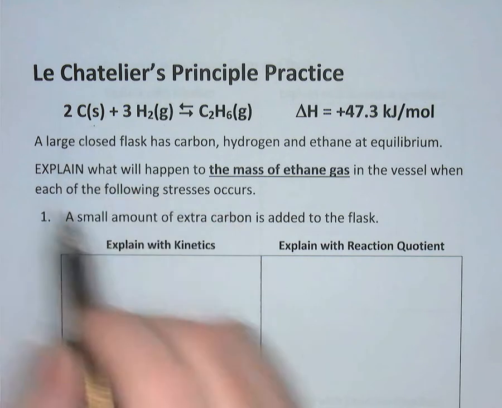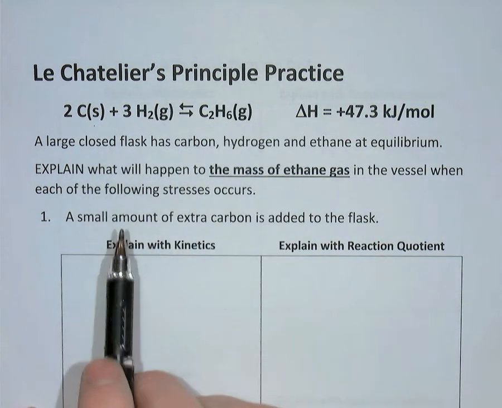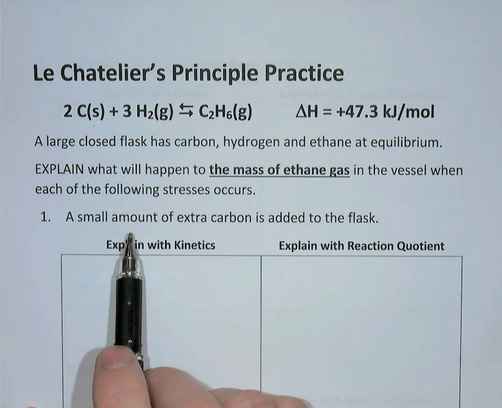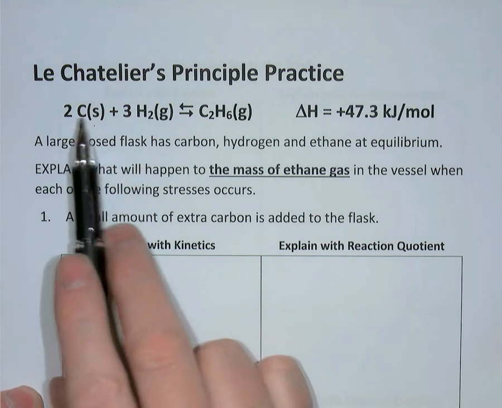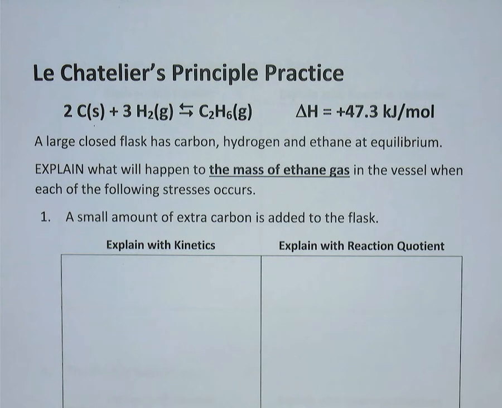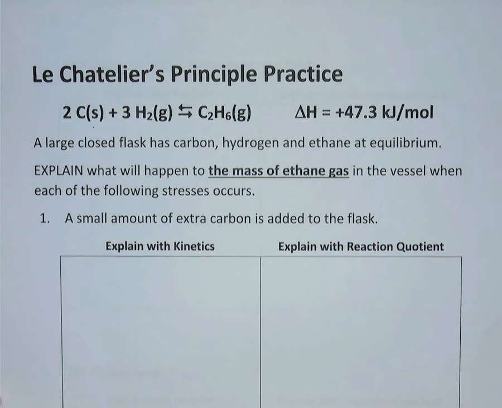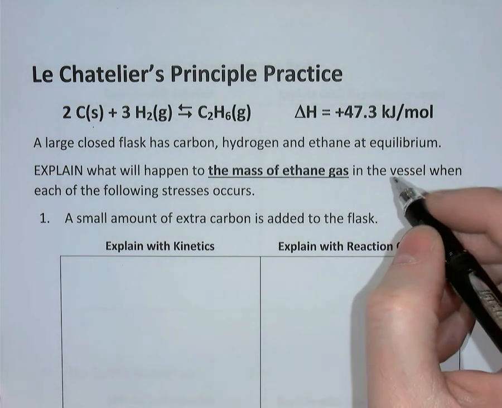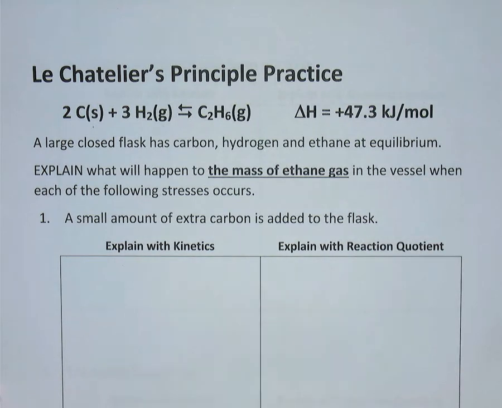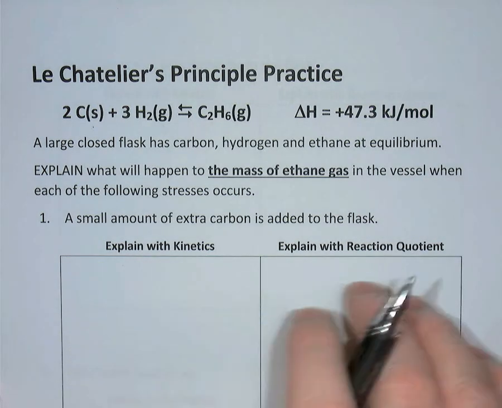The solid carbon mixed with gases is what tells me this is a heterogeneous equilibrium, and we have to be a little bit more careful because solids, of course, have constant concentrations along with liquids, and they're not included in the equilibrium expression for the reaction or in the expression for the reaction quotient. So we're going to be explaining the various stresses in terms of kinetics and Q.